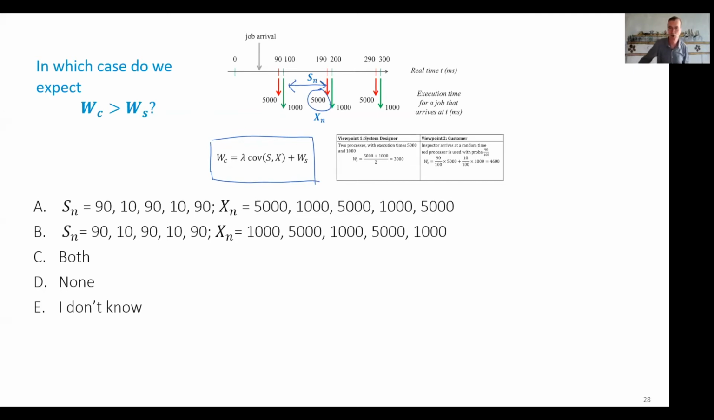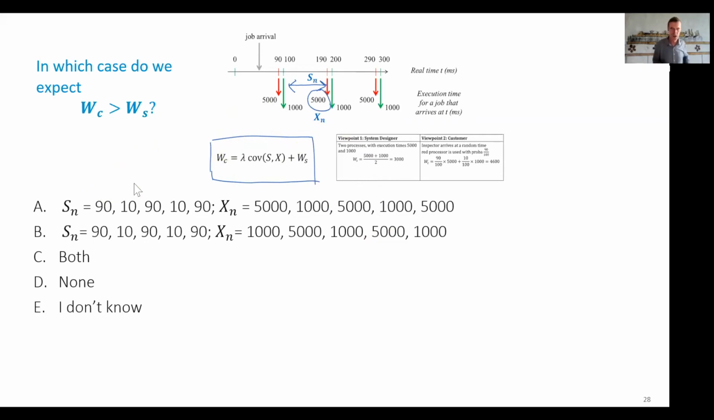I close the poll in a few seconds. And the majority says A, which is the correct answer. Of course, the key thing here is the covariance. So what does covariance mean?